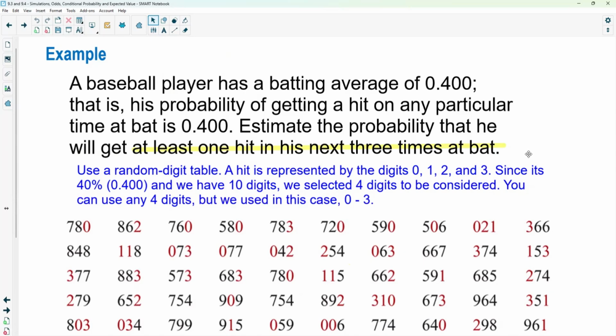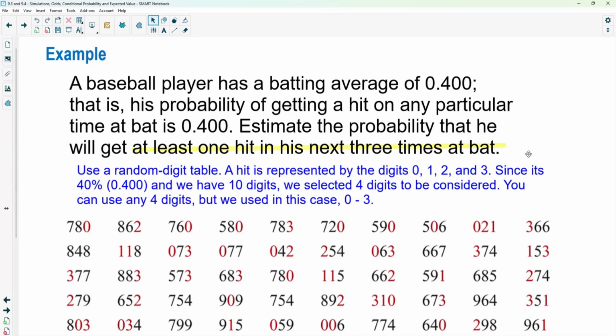So let's break this down. The reason they have 0.4 is that you can look at it as 40%, right? So 40% means that out of 10 digits, which go from 0 to 9, at least four of those 10 digits can represent a hit for this baseball player, okay?